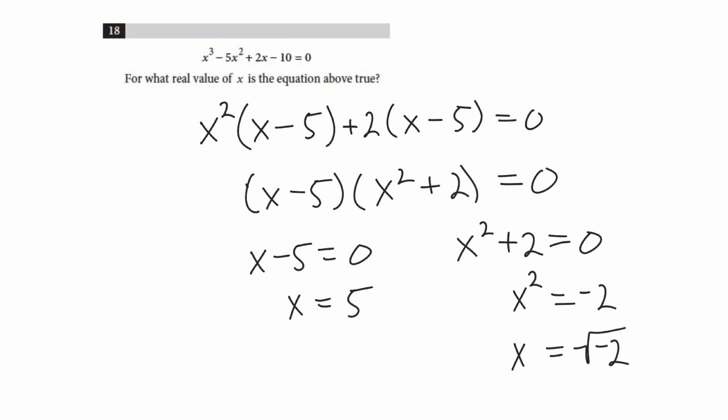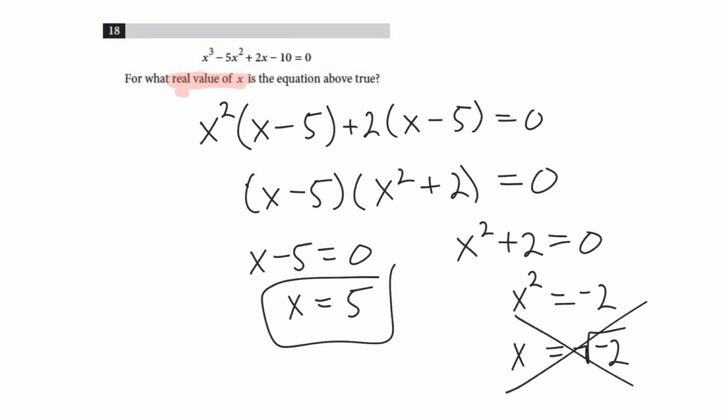We're looking for the real values of x that are solutions. We can see that the square root of a negative number is not going to give us real values, so 5 is our only solution.